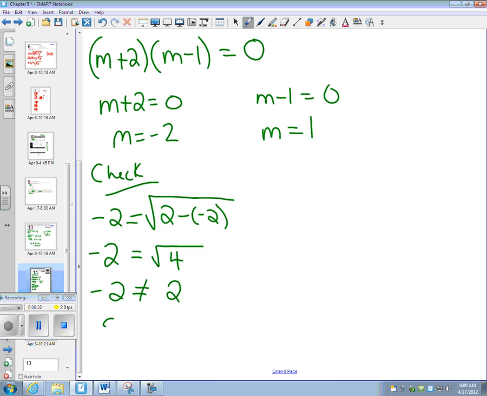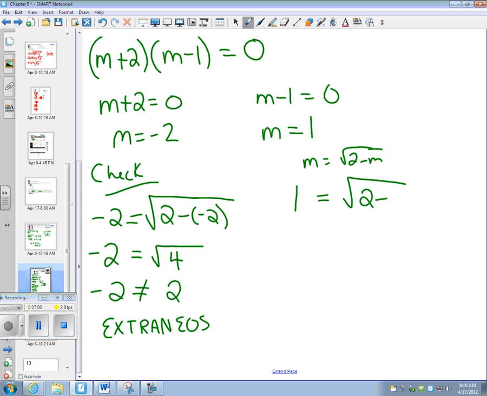So this is extraneous. In other words, we are going to completely throw this out. I don't know how to spell the word extraneous, I realize when I start writing. Extraneous. There we go. Okay. Let's try this one, 1. Does 1 equal the square root of 2 minus m? Does 1 equal the square root of 1? Well, the square root of 1 indeed is 1. So our left-hand side equals our right-hand side, and this is true.